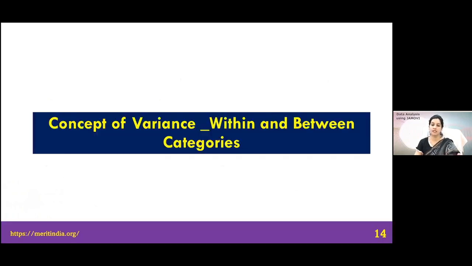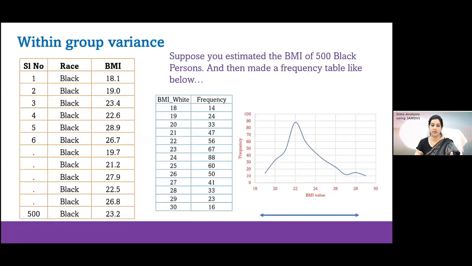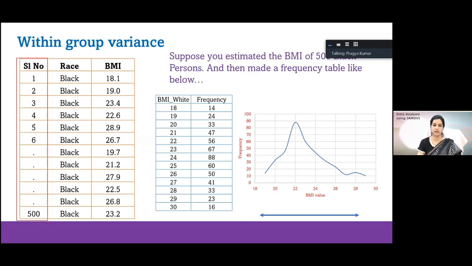Now let's understand the concept of variance. There are 2 types of variance which we discussed: within group variance and between group variance. To understand the within group variance, here is an example. You have taken 500 black individuals. This first column tells you the serial number of the 500 subjects, and the race of all these is black, so all these belong to one group. And this is the BMI. You can see the range, it is 18.1, various BMIs are there.